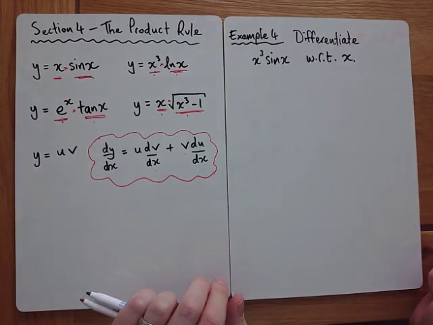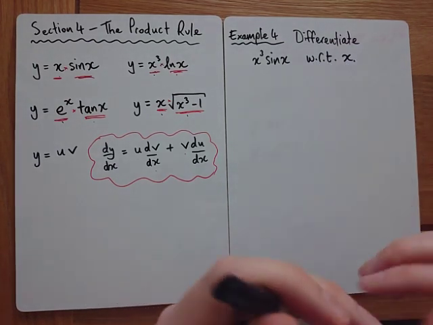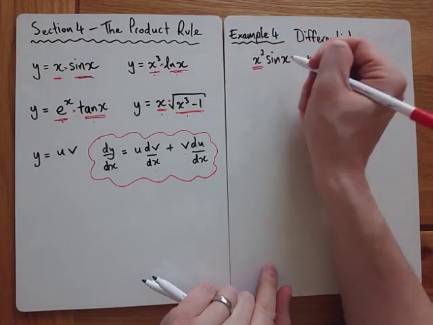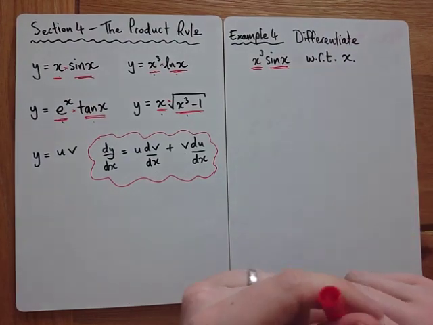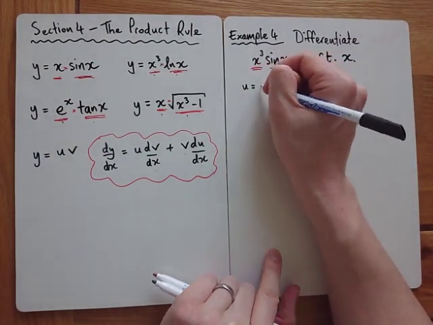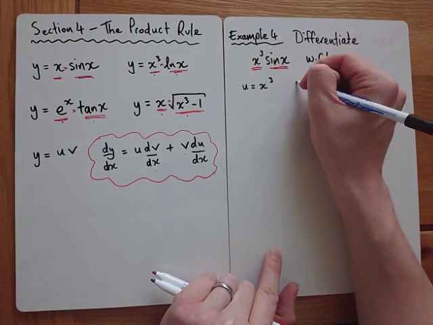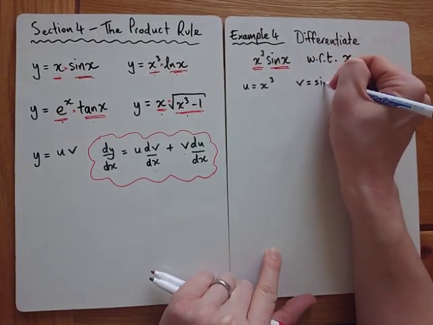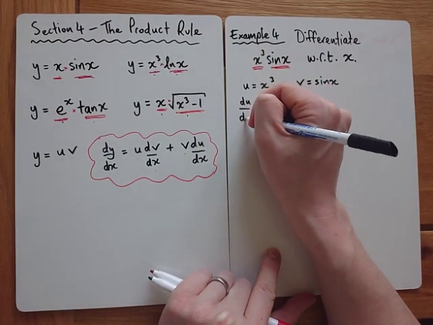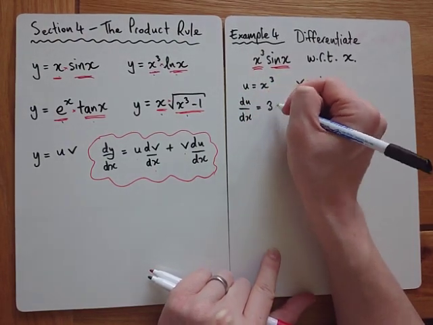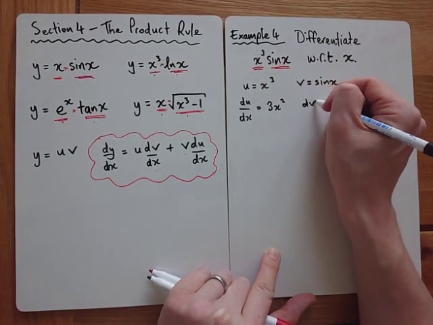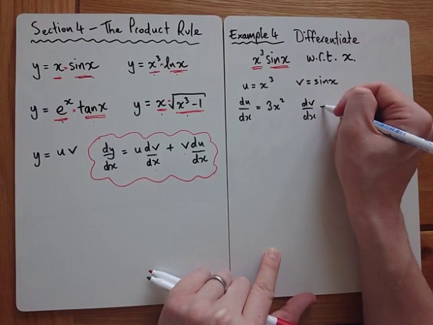I'm just going to write WRT for short. And obviously it doesn't mention product rule, but we look at it and say, right, well, we've got two separate functions which are being multiplied together. So u would equal x cubed, v would equal sine x, du by dx would equal 3x squared, dv by dx would equal cos x.